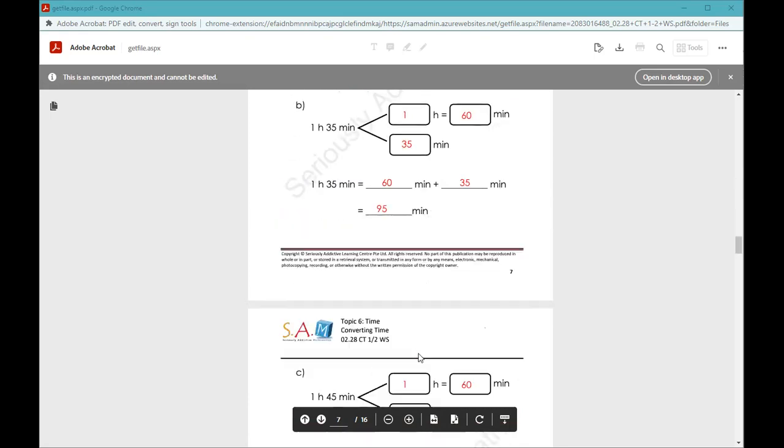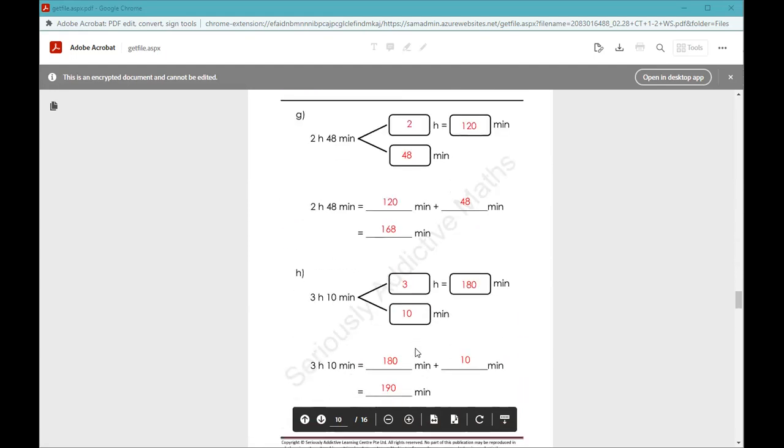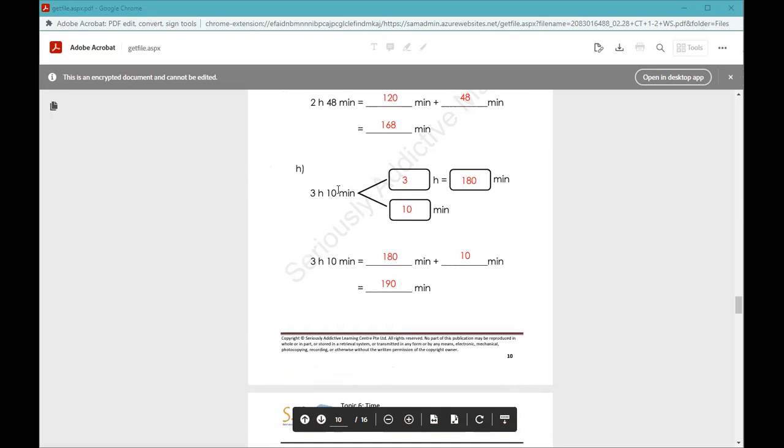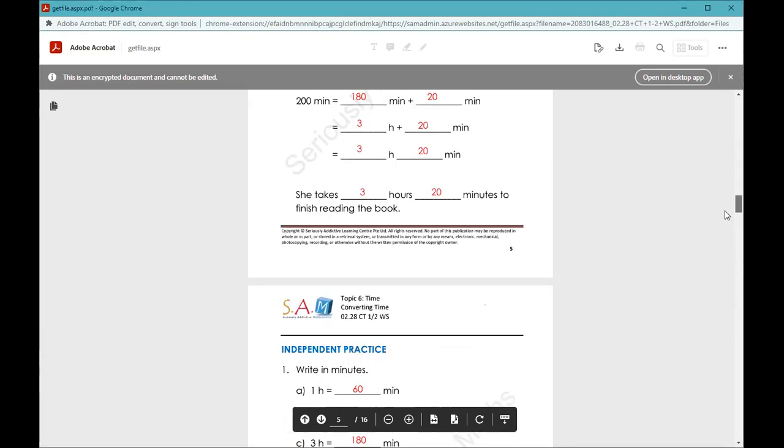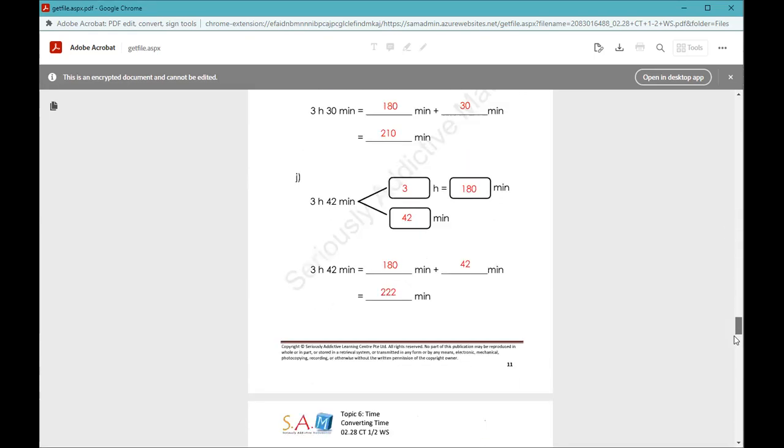For example, these are some questions that are already done. So perhaps get them to do questions such as this with 3 hours, to get them to break up. This is to test that they're able to do it on their own. So for example, 3 hours, 10 minutes. You break it up into 3 hours and 10 minutes. And what is 3 hours equals? So you can tell them that they can actually refer to page 6.